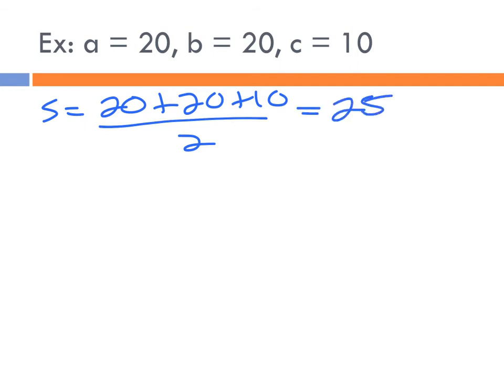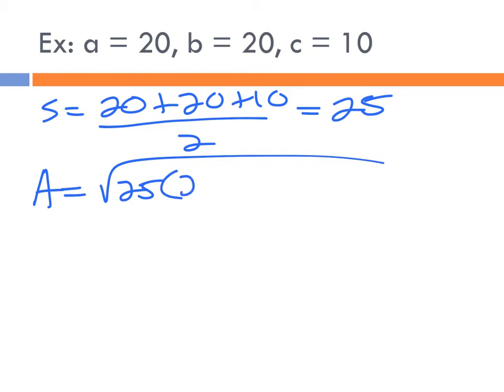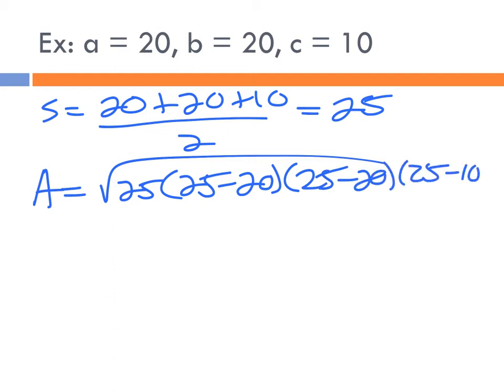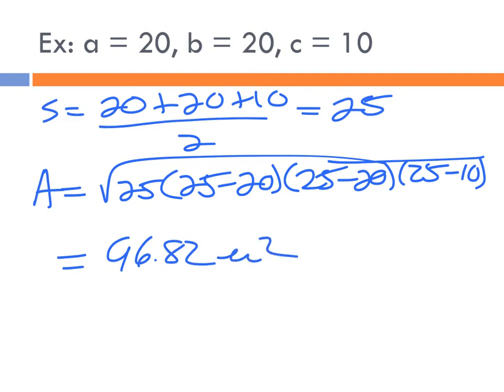I'm then going to go ahead and plug it all into my formula. So my area is going to equal the square root of s times s minus a times s minus b times s minus c. And once I have simplified all of that under the radical, I get that the area is 96.82 units squared.